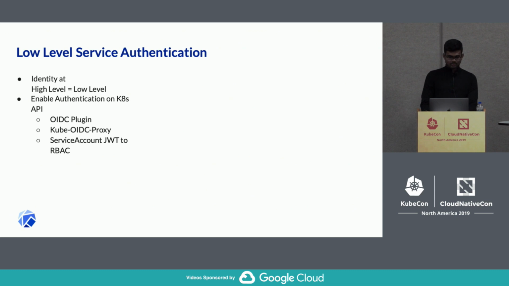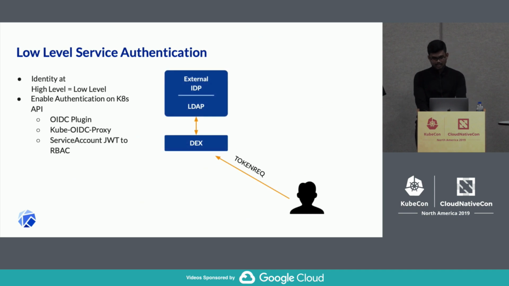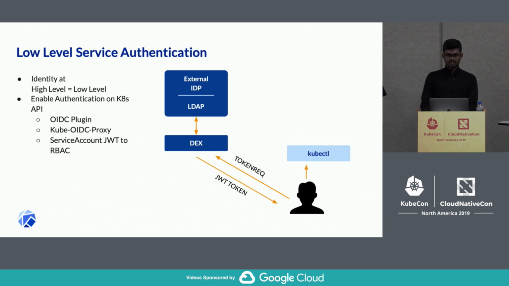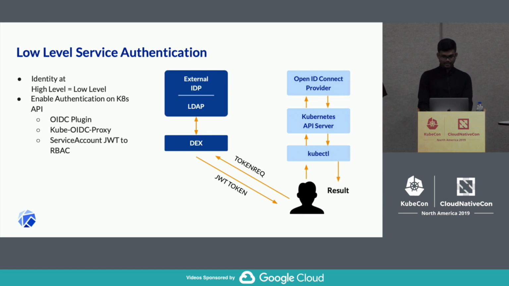I'm going to speak about the OIDC plugin and how it is implemented in a simple schematic. The user asks for a token from the external identity provider, gets back the token, and configures kubectl with it. This is sent upstream to the Kubernetes API server whenever the user makes a call. The Kubernetes API server checks whether it is valid with the help of the OpenID Connect provider. And likewise, the result comes back to the user. This is as simple as it is.